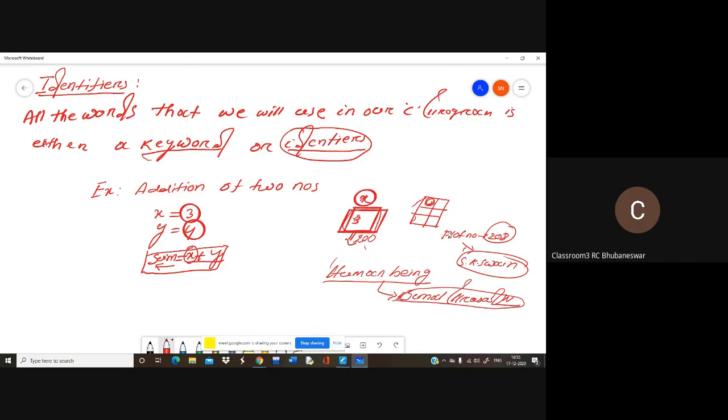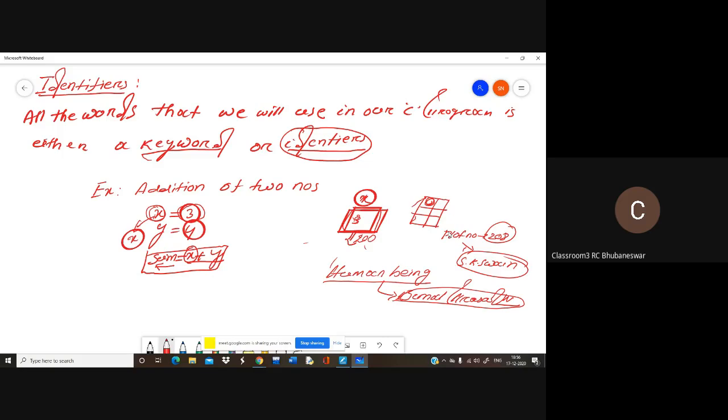Identifiers are used to give names to entities like variables, arrays, functions, whatever the content of the topic. All of these should have a name. The 3 is a value, but where to store this value? Someone should be there to catch the value. Who will catch it? This one. So what is its name? This is x. x is the identifier.